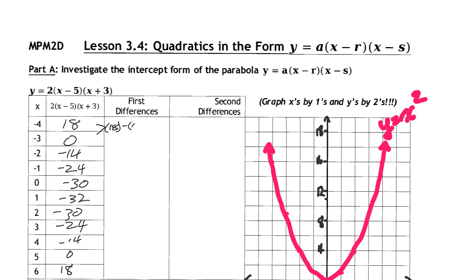18 minus 0 equals 18. And then always top minus bottom. Go through the work, pause the video, and see if you come up with the same answers as I do.